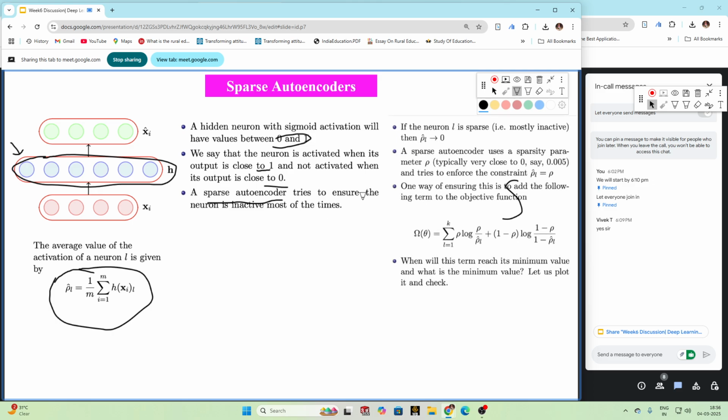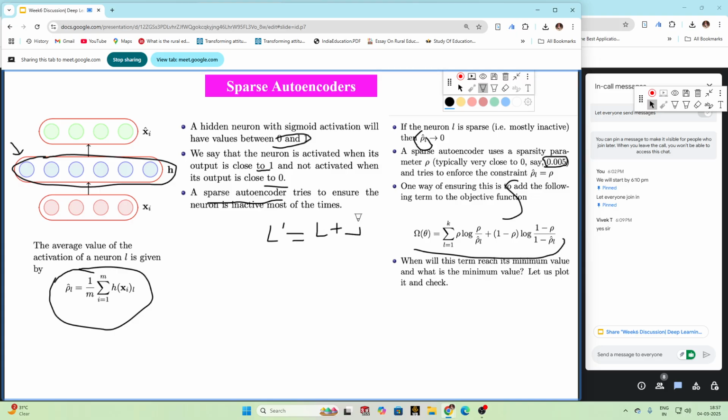Now in a sparse autoencoder, we supply a parameter called rho hat L, and we ensure that this rho hat L will be very close to 0, for example 0.005. By supplying this, again we are performing a type of regularization technique. Earlier our loss was just L. Now our loss is L dash equals L plus this rho term.